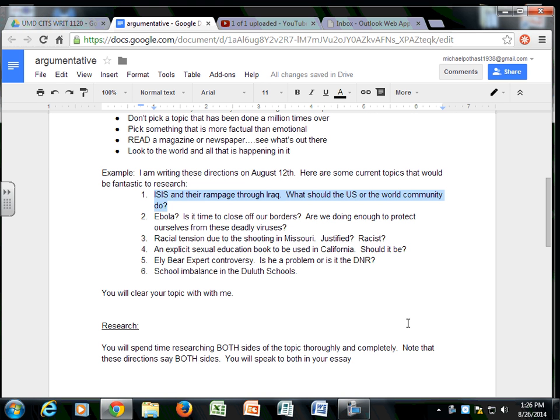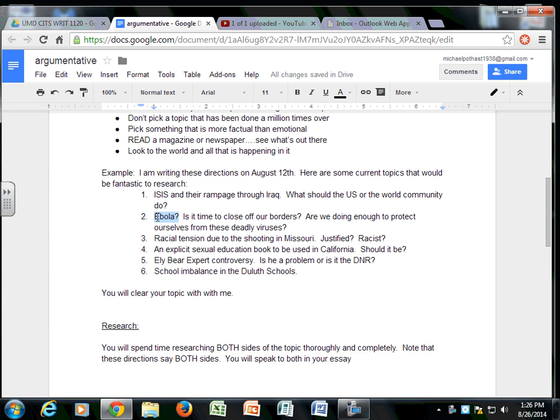And it's even evolved since I wrote this on August 12th, with the beheading and execution of an American journalist. I mean, it's turned into something that would be so worthy of discussion. Number two, I listed there. This interests me because I have a slight science nerd lean.